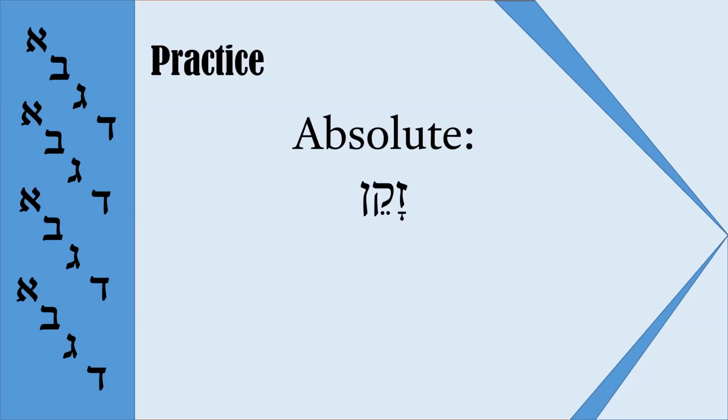Zaken. So the first vowel, kametz, is supposed to be reduced to shva. Yes. And the second one is supposed to be also reduced to patach. Yeah, zekan. So zaken, zekan, the construct form. Okay. Next one, mizbach.